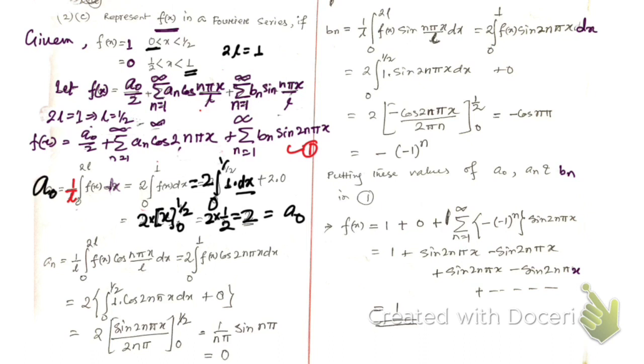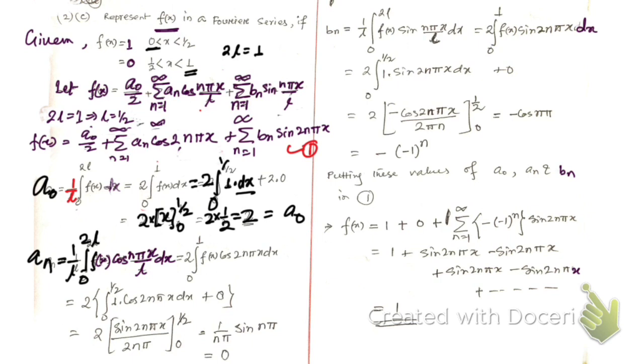This is a naught. So similarly, we can find an, which is equal to 1 by L, so this is 1 by L, integration from 0 to twice L of f of x, and here we have cos n pi x by L dx, right?